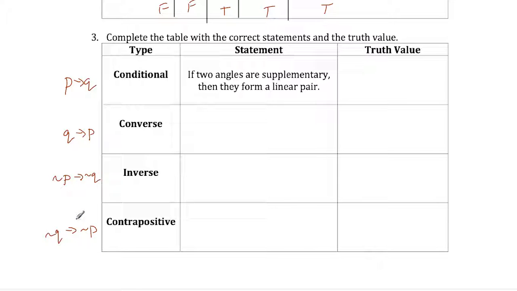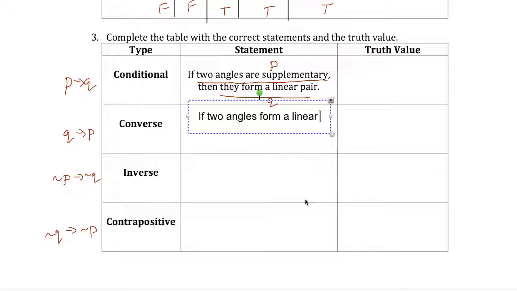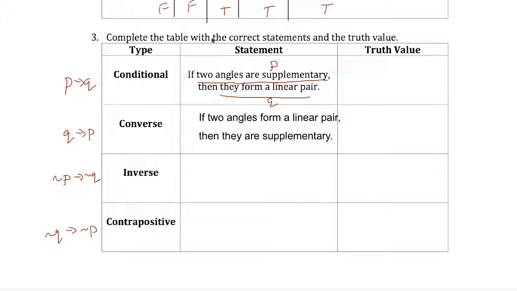So if we look at this, we can say two angles being supplementary, that's going to be P, and they form a linear pair, that's going to be Q. So the converse is if Q, then P: if two angles form a linear pair, then they are supplementary. We'll worry about the truth value in just a second.